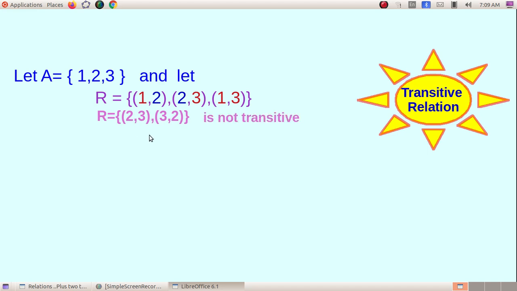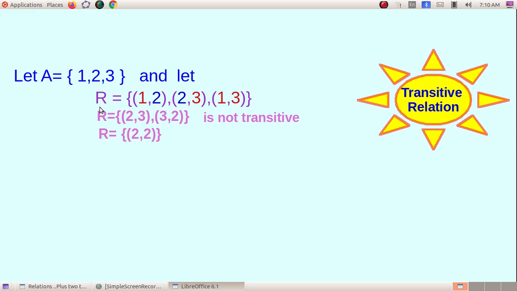To make it transitive, we must write (2, 2) here. Not only (2, 2), but also (3, 3): taking (3, 2) and (2, 3) both belonging to R, (3, 3) also belongs to R. So, to make this relation transitive, we must include (2, 2) and (3, 3) in this relation. Clear?